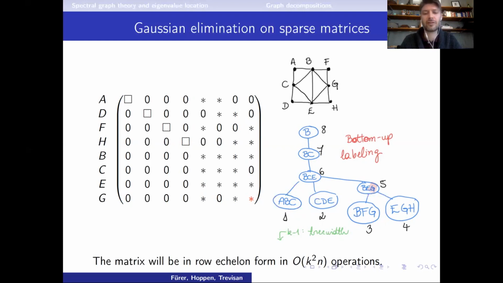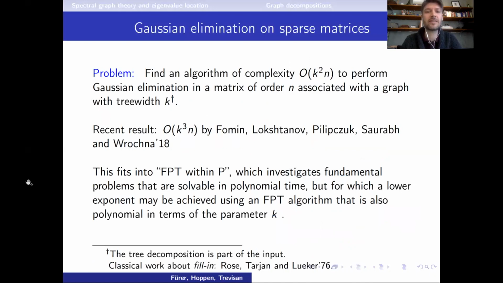And that's a big if, so we don't have an algorithm like this. So the problem is: find an algorithm of complexity order k squared n to perform Gaussian elimination in a matrix of order n associated with a graph with treewidth k. And as I mentioned, there is so far no solution for that, but there is a recent result by Fomin, Lokshtanov, Philip, Saurabh, and Zehavi, and they give an order k cubed n algorithm.